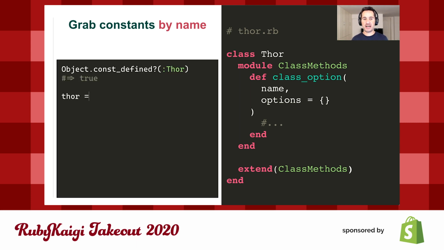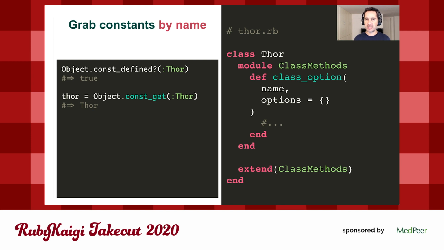And that works by calling const_defined? with a question mark and giving it a name. That tells us if that constant is defined or not in the given context. In this case, the context is Object. If we ask Object whether this constant is defined, and give it Thor, it says yes, that constant is defined.